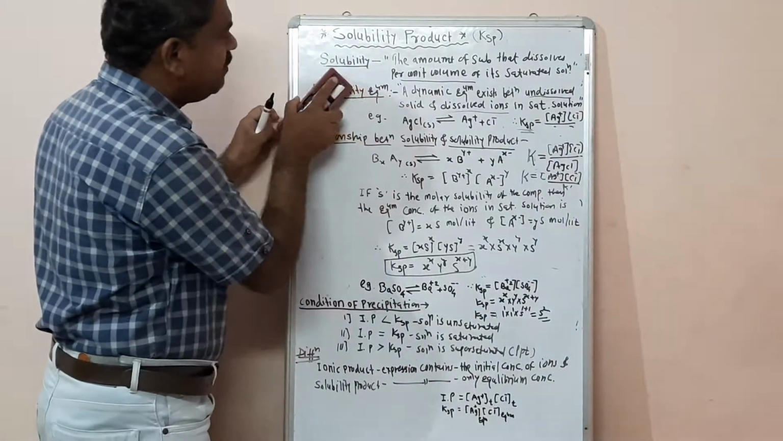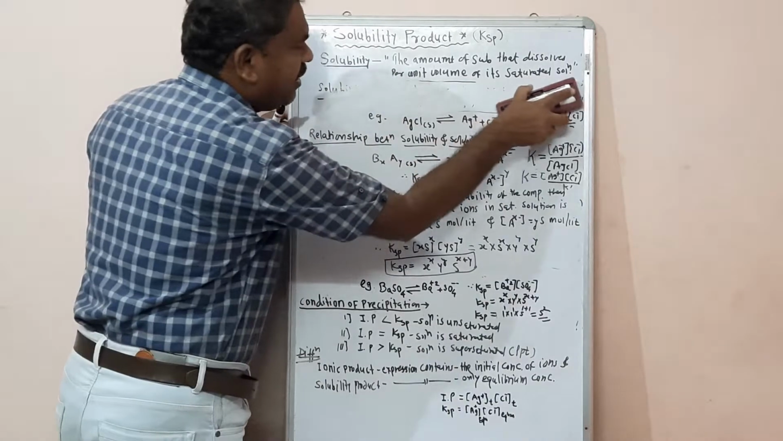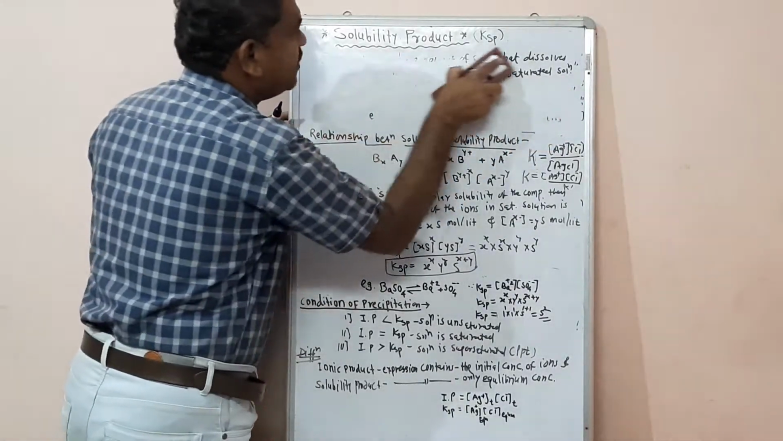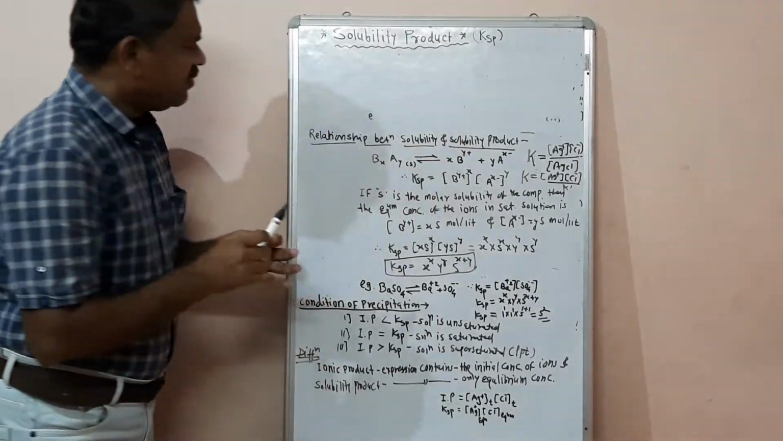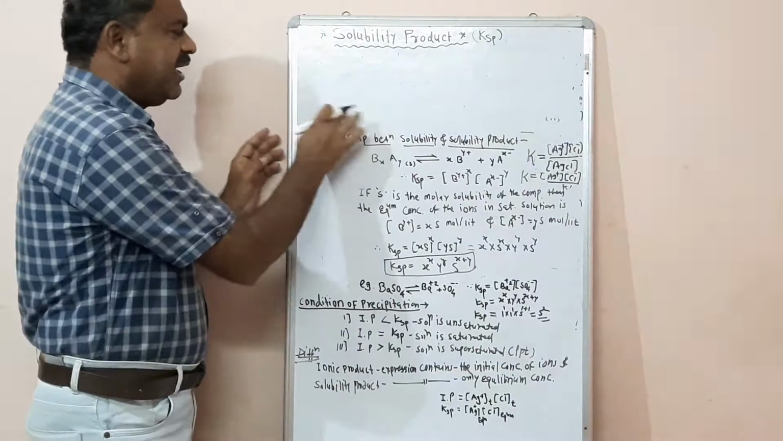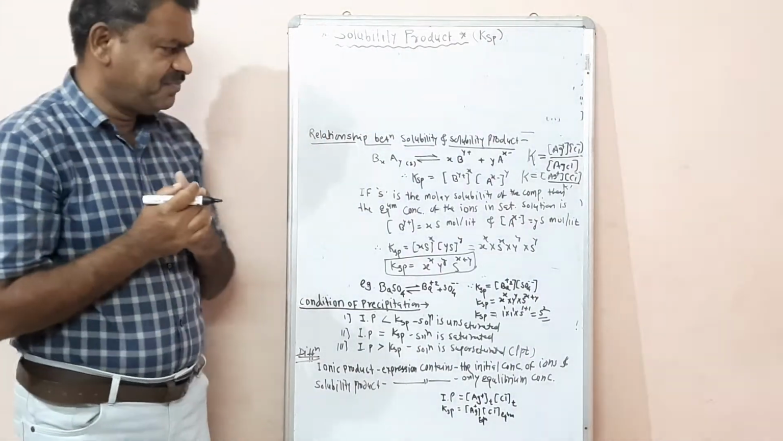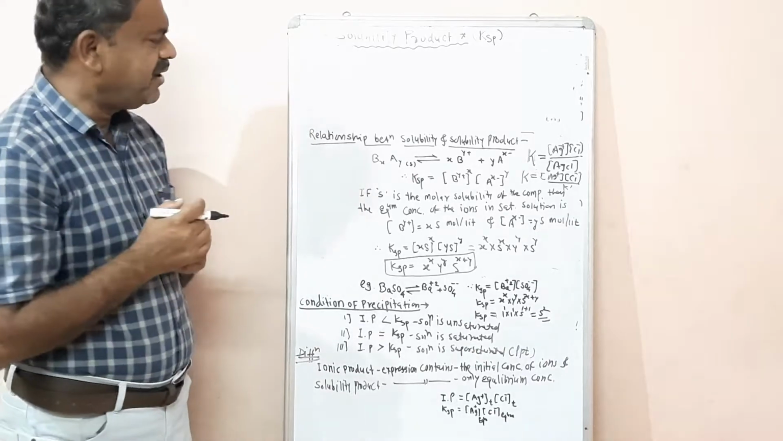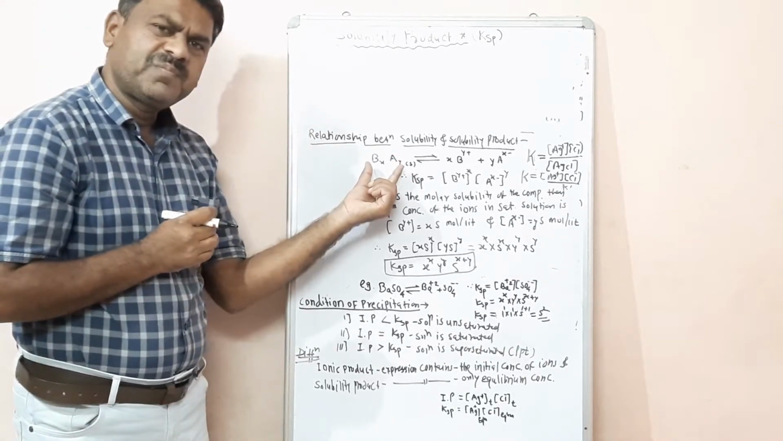Solubility and the solubility product. Now, see here, the relation between the solubility and the solubility product. Here, S stands for solubility. Now, let us consider one general example, BxAy.